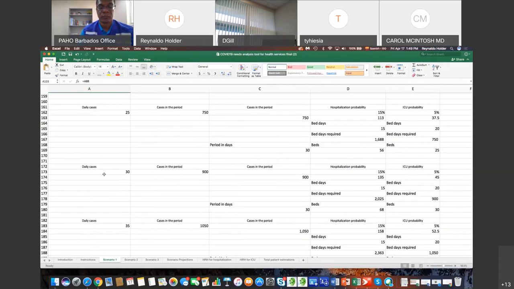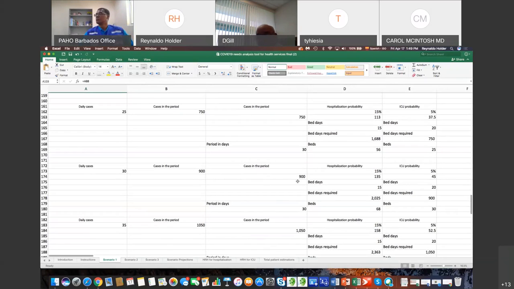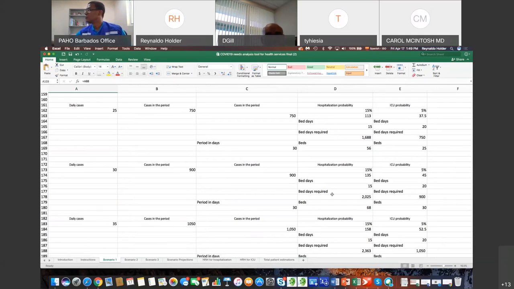If there are 30 cases per day and you're using 30 days as a period, that means you'll be seeing 900 patients in a month, okay? Which is this calculation. Period in days, 30. It leads to 900 cases per month. 15% of those cases, using the one analysis, will mean that there'll be 135 patients requiring admission in medium severity beds.